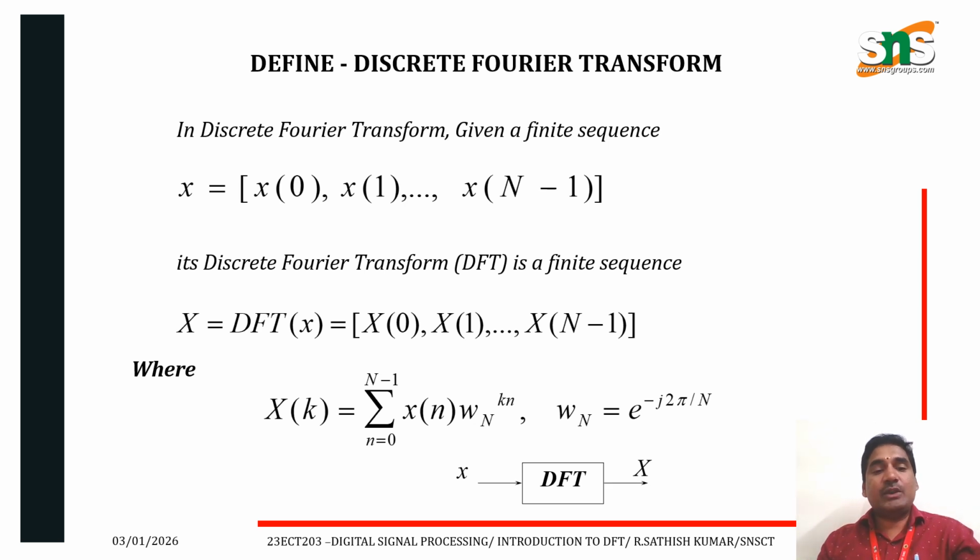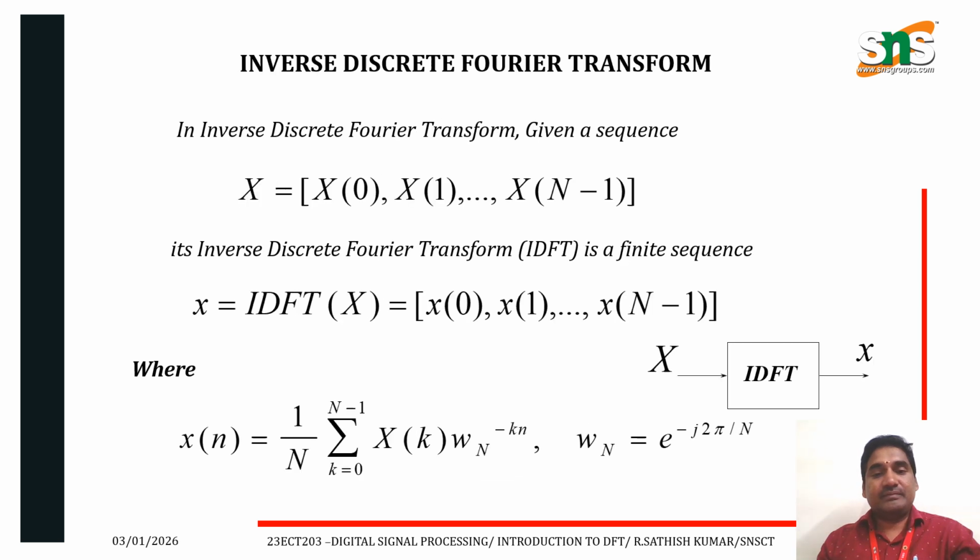Next one, discrete Fourier transform. It is a finite sequence, that is nothing but x. So x can be mentioned as 0 to N minus 1. And the inverse DFT is nothing but the DFT of x of 0 to x of N minus 1. See, the discrete Fourier transform can be defined as X of k is equal to summation n is equal to 0 to N minus 1, x of n into e power minus j 2 pi kn divided by capital N.